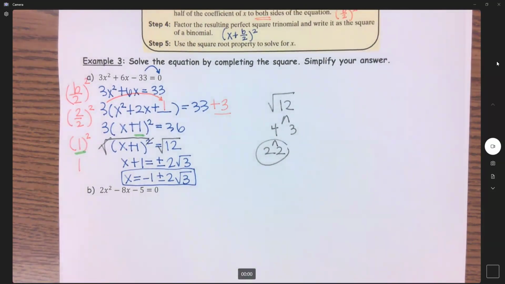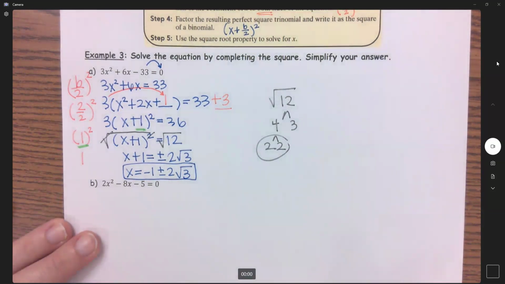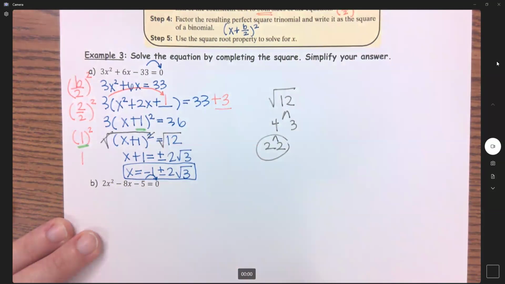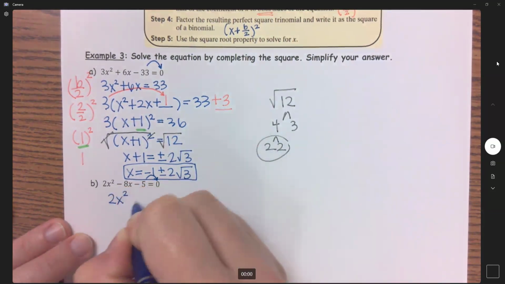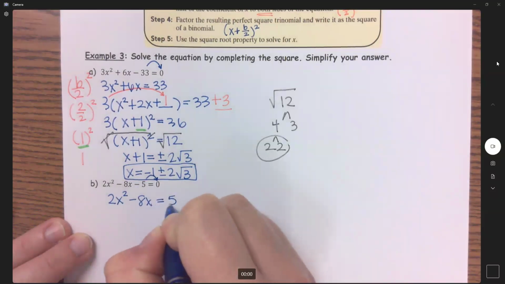Okay, let's try again on B, and then I advise you to pause the video and try on C. So on C, I need to get this into the right form first. So I need to move this over. So I have 2x squared minus 8x equals 5.